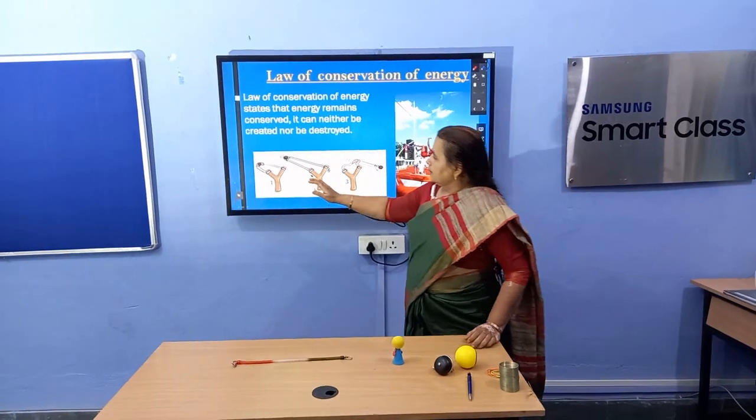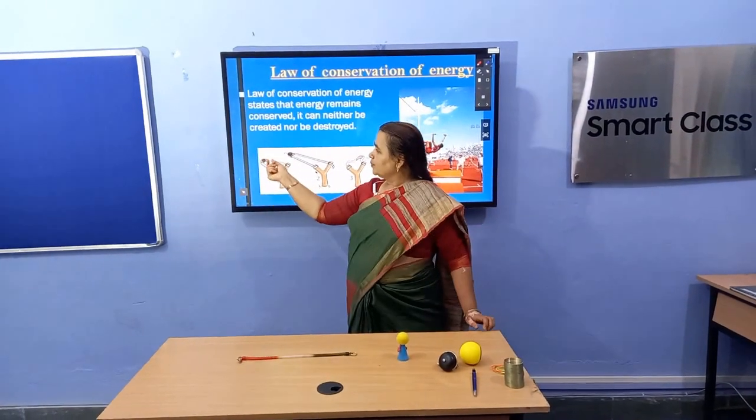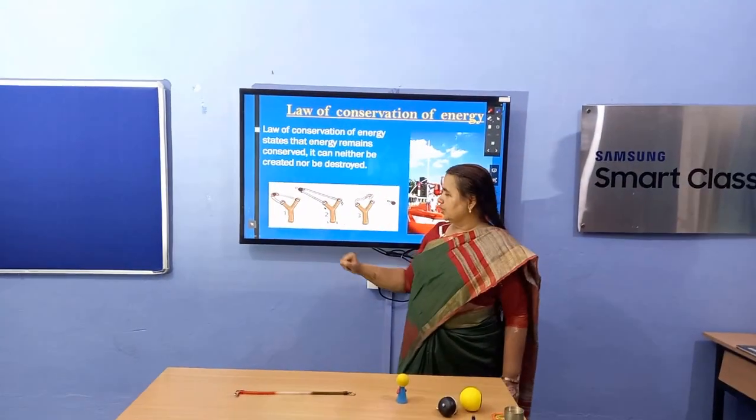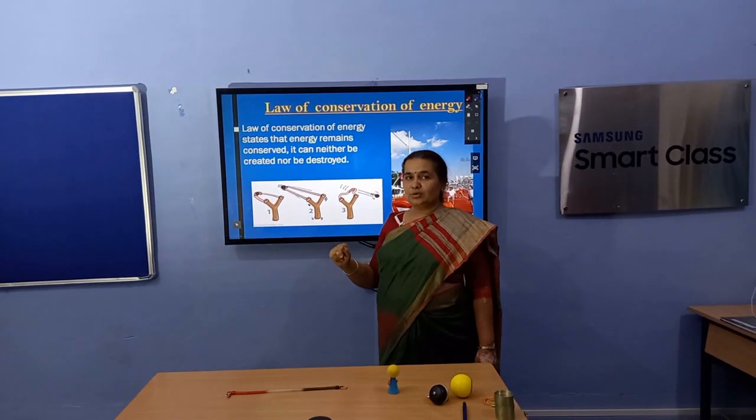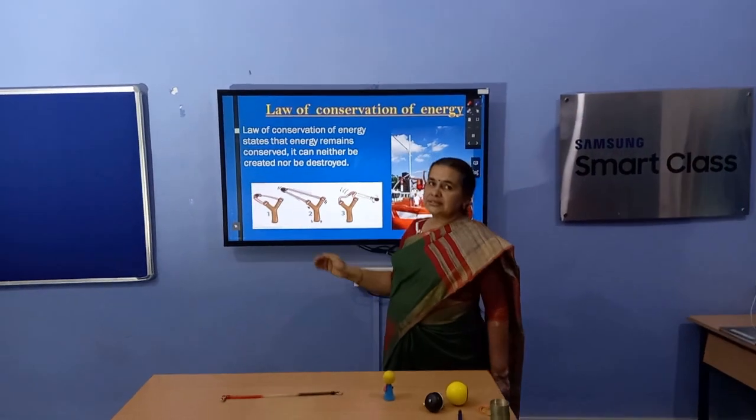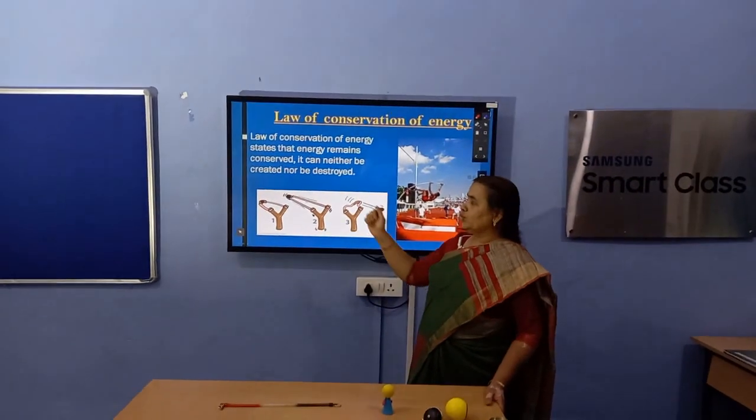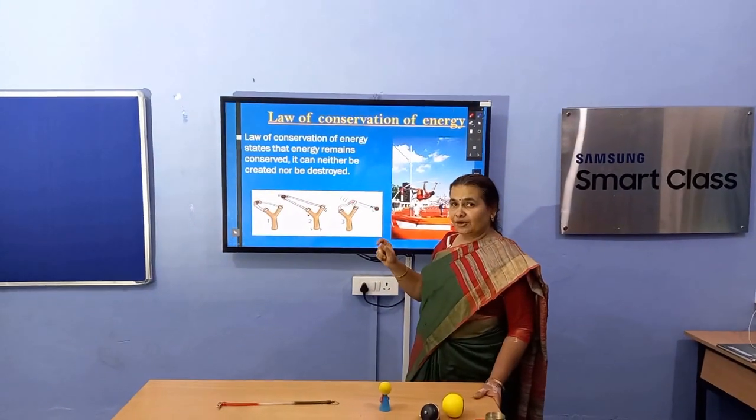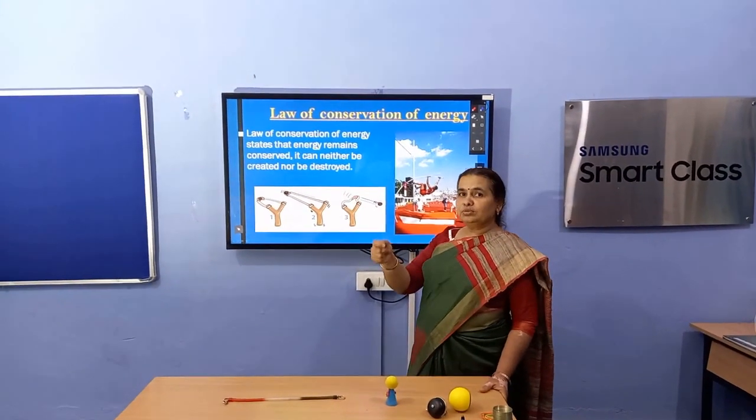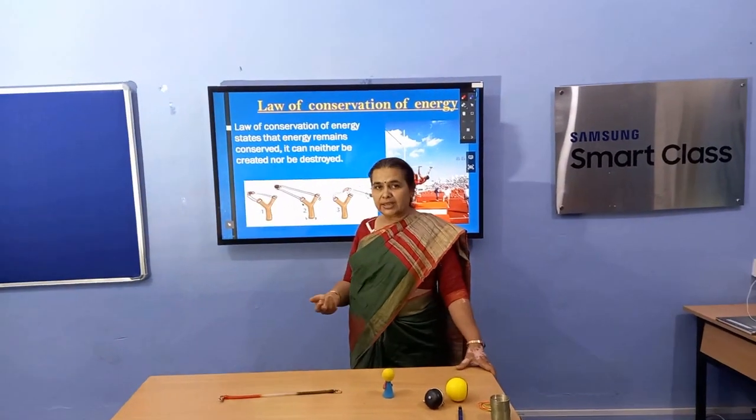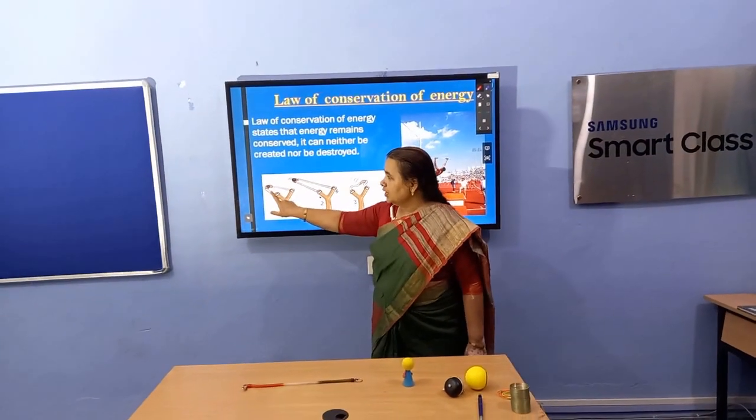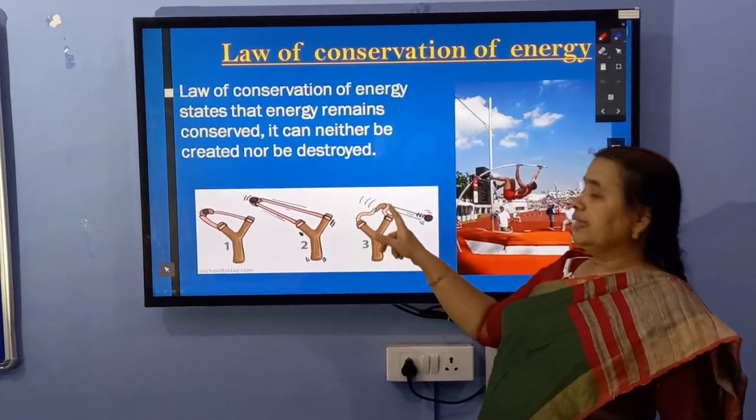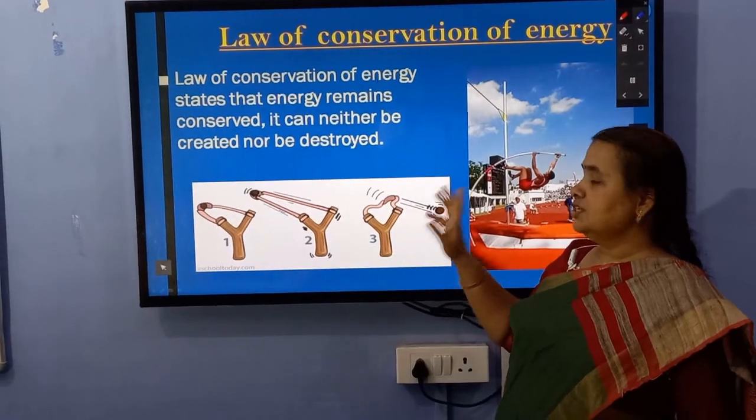Let us see. This is a slingshot. When you are pulling the rubber of this slingshot, it stretches. Why does it stretch? Due to elastic potential energy stored in this. Now, when you leave this rubber of the slingshot, the stone moves. It gains kinetic energy. So, you are doing work, then it gets converted into elastic potential energy and then to kinetic energy of the stone.